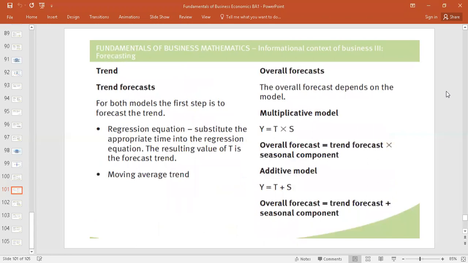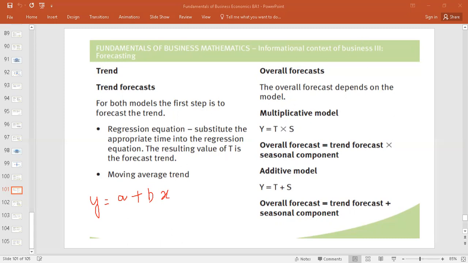Then again, what is trend? For both models, the first step is to forecast the trend. So how do we estimate the trend? Regression equation: substitute the appropriate time into the regression equation. The resulting value of T is the forecast trend. We know the regression equation Y is equal to A plus BX. So in case of the forecast, wherever it is the time period, substitute the time period into X. So X would be the time period. Take that and then estimate what the trend is. Then we also have moving average trend, wherein the averages are moved into the future based on the time period. The overall forecast is the multiplicative model, trend into seasonal component, or the additive model, trend plus seasonal component.